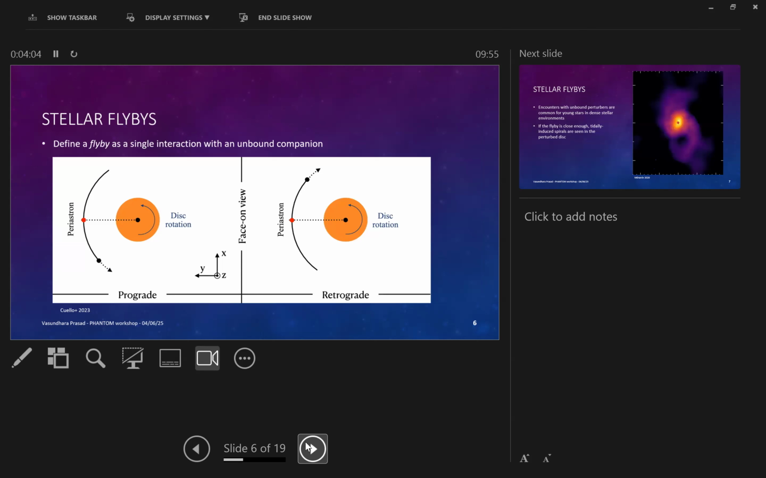So we define flybys here as a single parabolic interaction with an unbound companion. And just quickly briefing you on some terminology, we've got prograde flybys, which is when the orbit of the perturbing star is in the same direction as the rotation of the disk. And we've also got retrograde flybys, which is when the orbit is in the opposite direction to the rotation of the disk. And we also parameterize the flyby by its periastron distance, which is the distance of closest approach to the primary star.